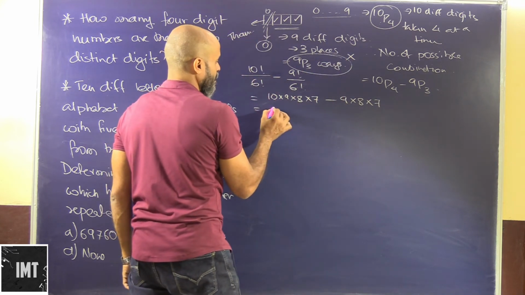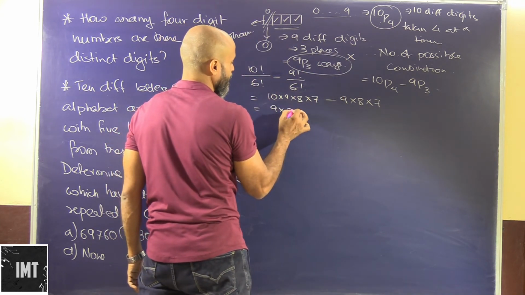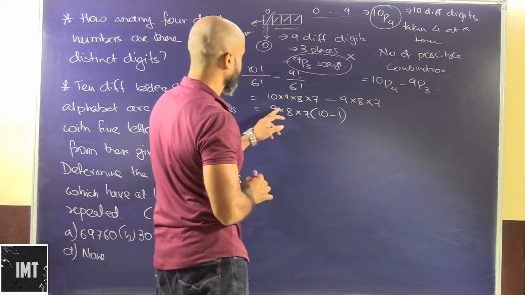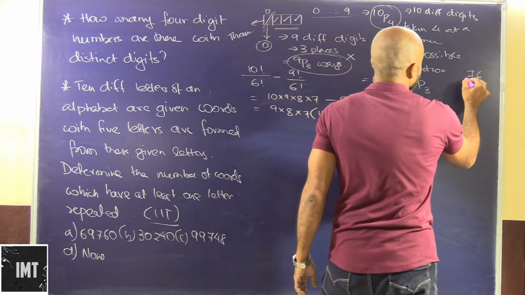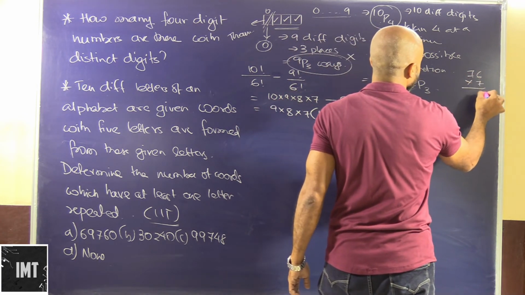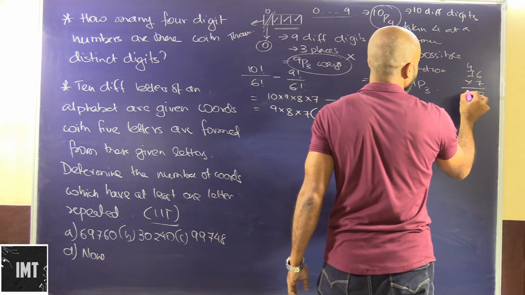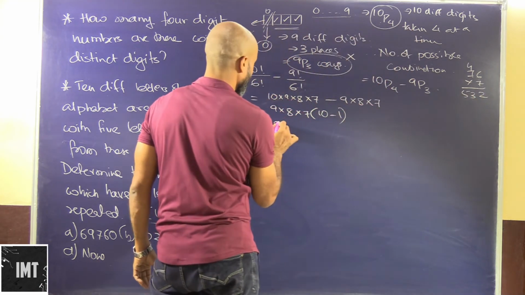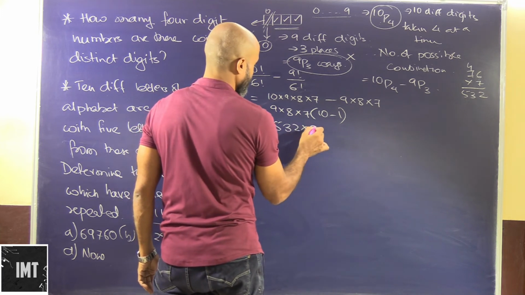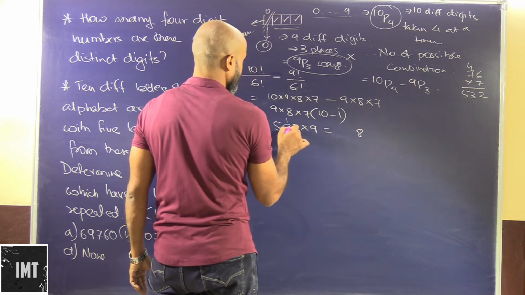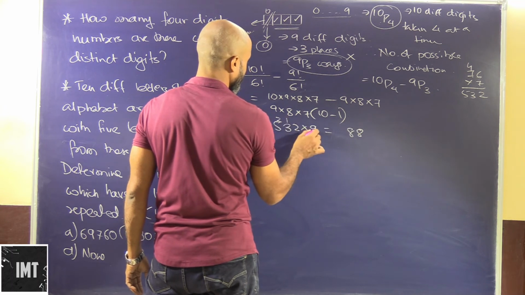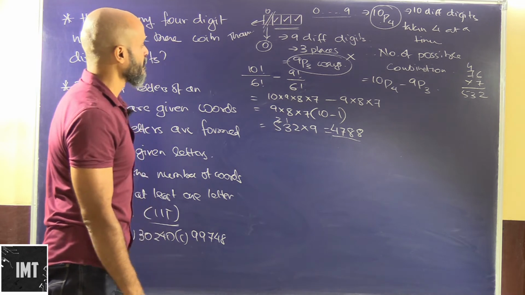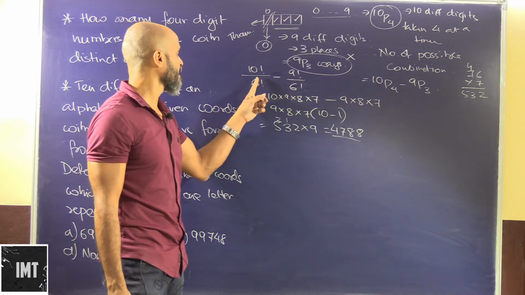So we can say 9 into 8 into 7, we have 10 minus 1. So 9 8s are 72, 72 into 7, 6 7s are 42, 7 7s are 49, 504. So this will be 504 into 9, 2s are 18, 3 9s are 27, 28, 9 5s are 45, approximately this amount. I am not sure whether I have done it all the right ways.